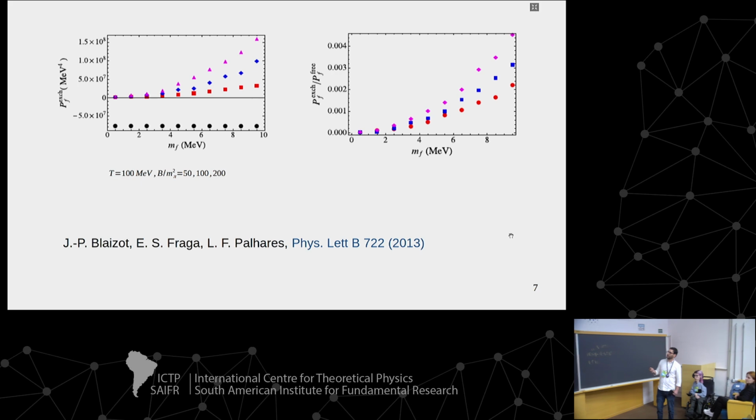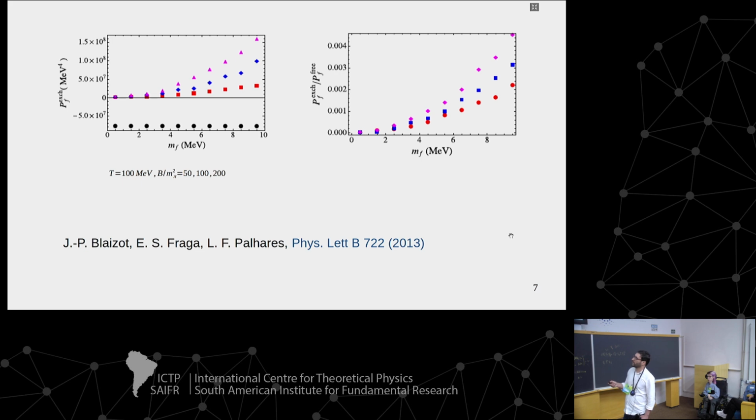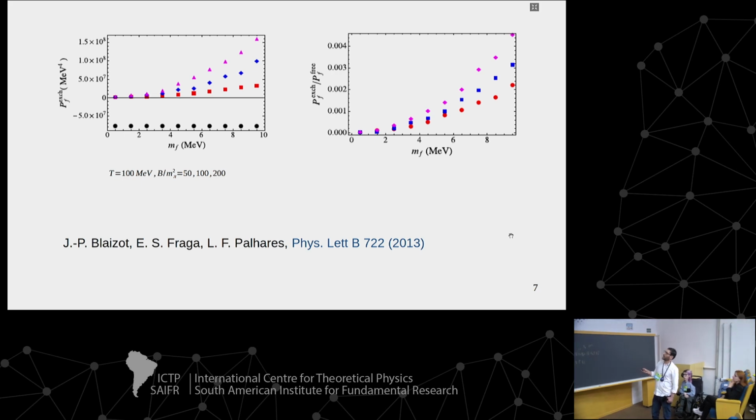So I'm showing here the result they got. The principal result is that they show here the exchange pressure as a function of the mass of the quarks. What they found is that the exchange pressure increases with the mass and also increases with the magnetic field. This is the lowest magnetic field, this is 100 times the mass of the pion square, and so on. So it increases with both the magnetic field and the mass of the quarks. And here they compare how large the exchange diagram is compared with the free quark pressure, and you can see that it is quite small.